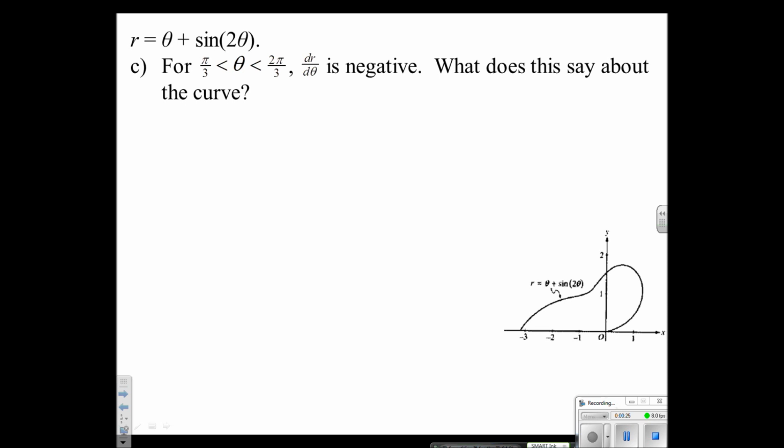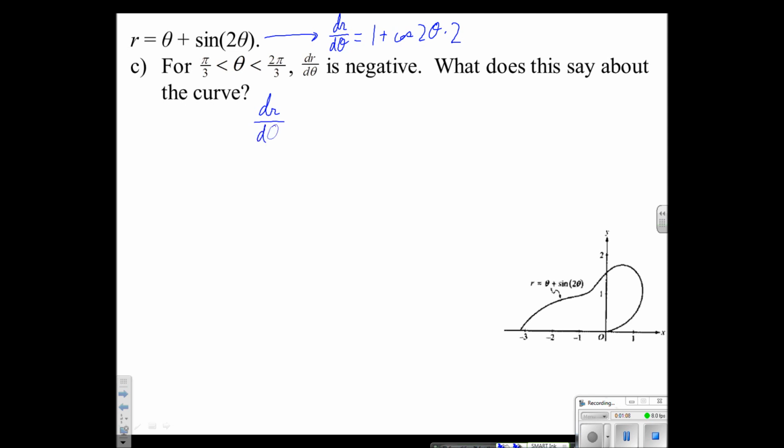But if we were to take the derivative, notice it says dr over d theta. So if I were to take the derivative of this equation with respect to theta, it would be 1 plus cosine of 2 theta times 2. And not that we're going to go into it, but that's negative for theta between pi/3 and 2pi/3. Again, please notice this dr over d theta is not dr over dt or dy over dx. It's the derivative of r with respect to its variable theta.